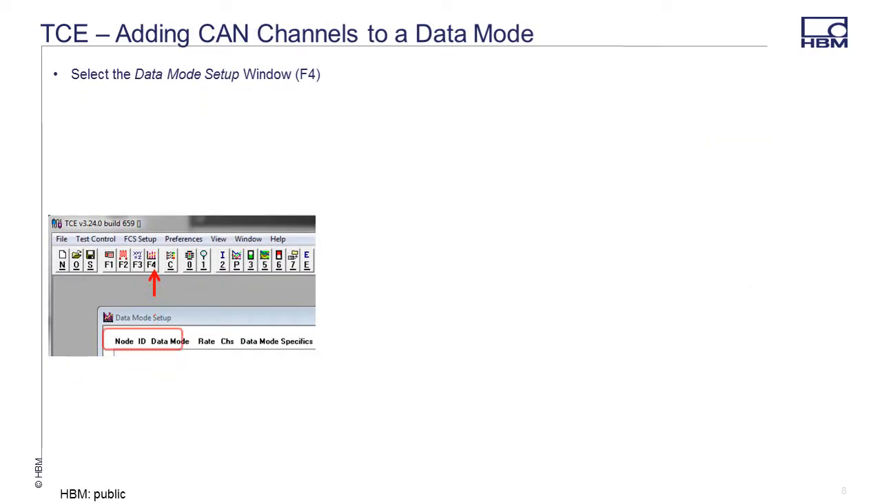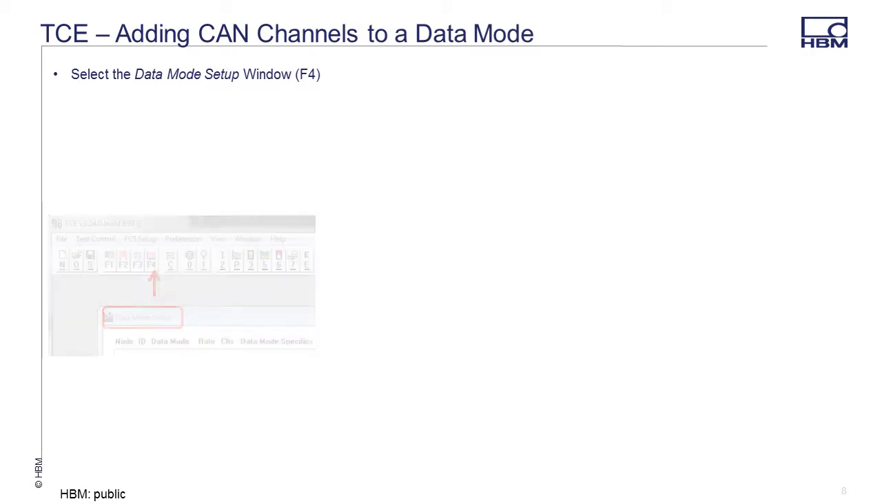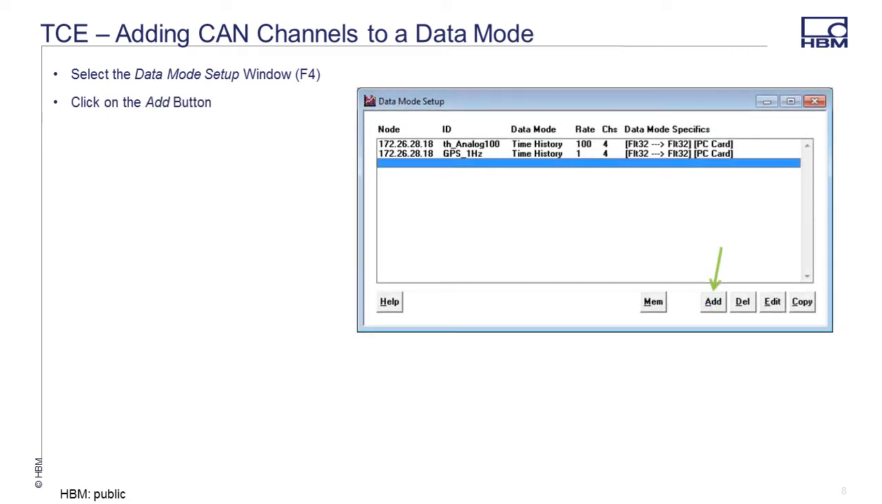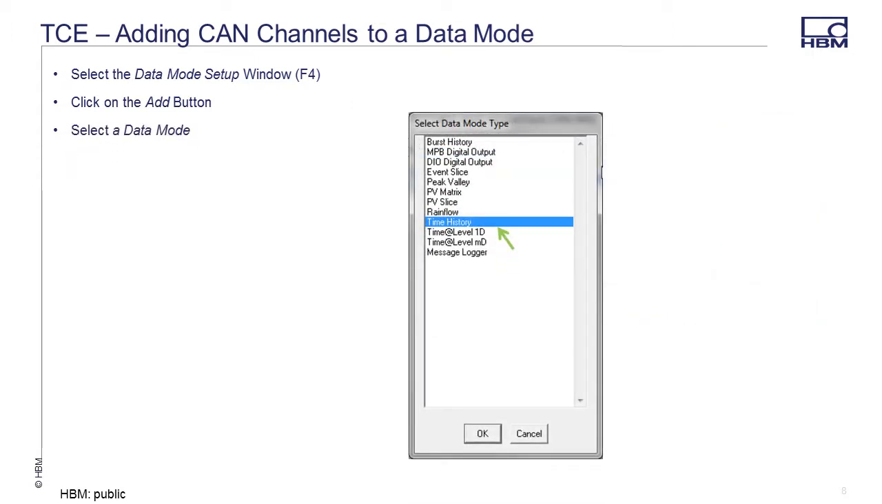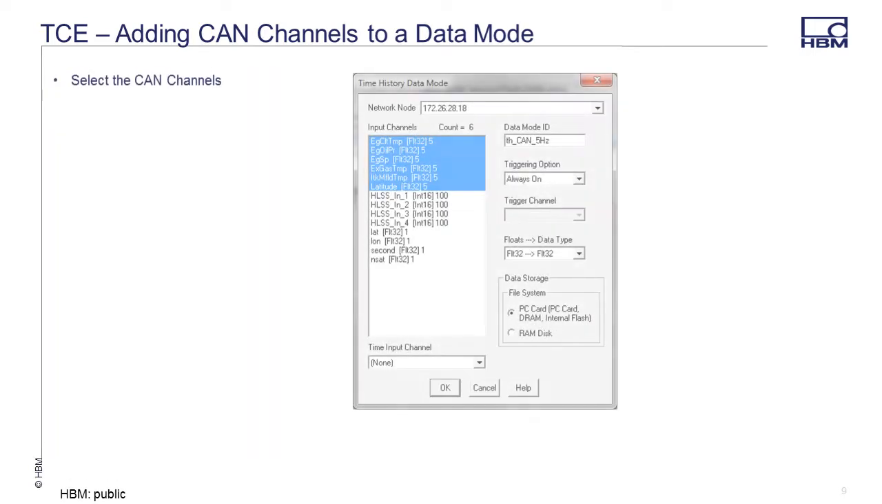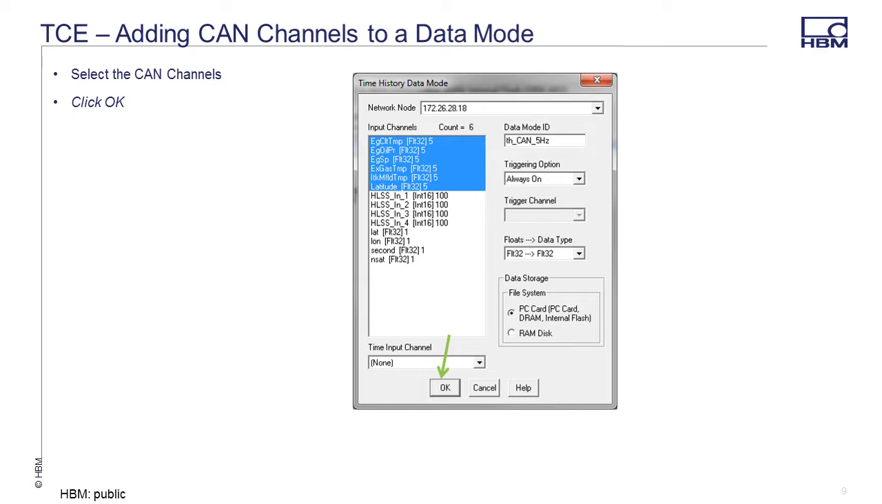Open the data mode setup window by pressing the F4 key on the keyboard or selecting F4 in the TCE toolbar. In the data mode setup window, click on the Add button. Select the data mode and click OK. Select the CAN channels by clicking and dragging or holding down the Control key and selecting channels. Click OK.